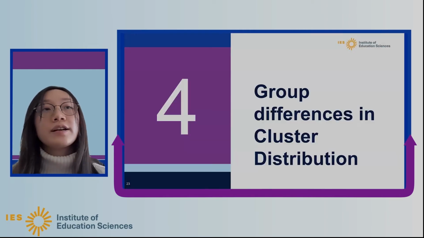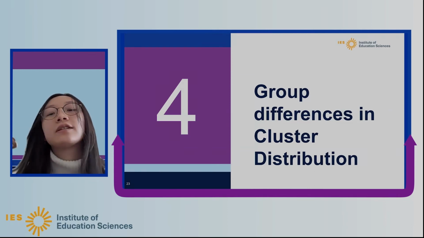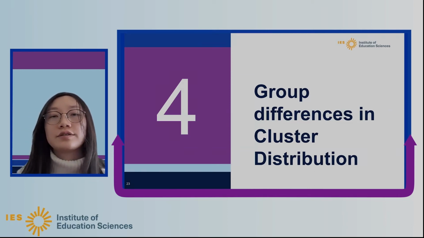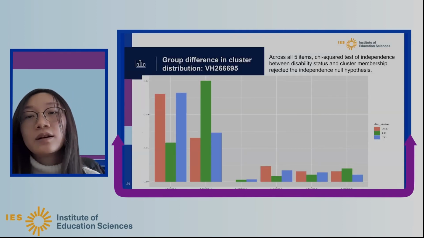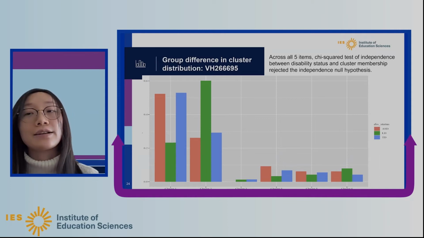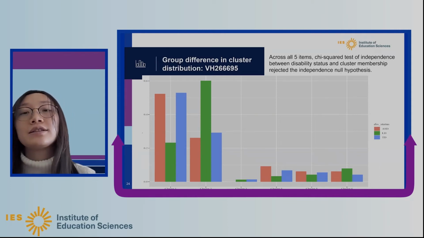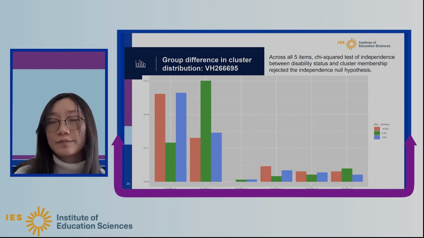So are there any group differences that we can identify? Do different disability groups differ in the distribution across the clusters? The answer is yes. Across all five items, we performed the chi-square test of independence between disability status and cluster membership. And the null hypothesis of independence was rejected for all five items.